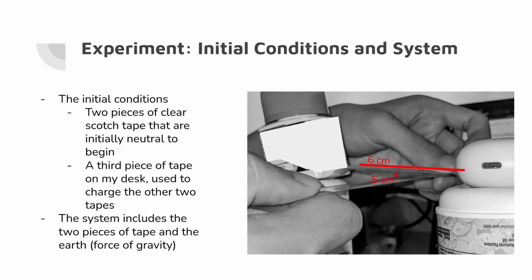The initial conditions of this system are as follows. We have two pieces of Scotch tape that are clear, that are initially neutral to begin with, and a third piece of tape fixed to my desk, which is used to charge the other two tapes. The system includes the two pieces of tape and the earth, as the force of gravity is involved.